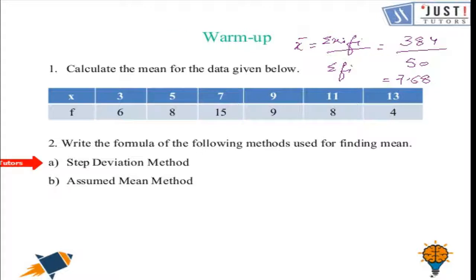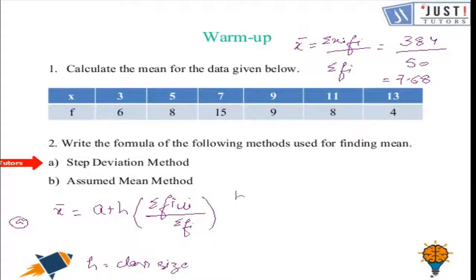Likewise, we can try question number 2 that talks about writing the formulas of two methods, that are step deviation and assumed mean, for finding the means. So let's start with first one, which is step deviation. We know that x bar is equal to a plus h multiplying by sigma fi ui divided by sigma fi, and where h is equal to class size.